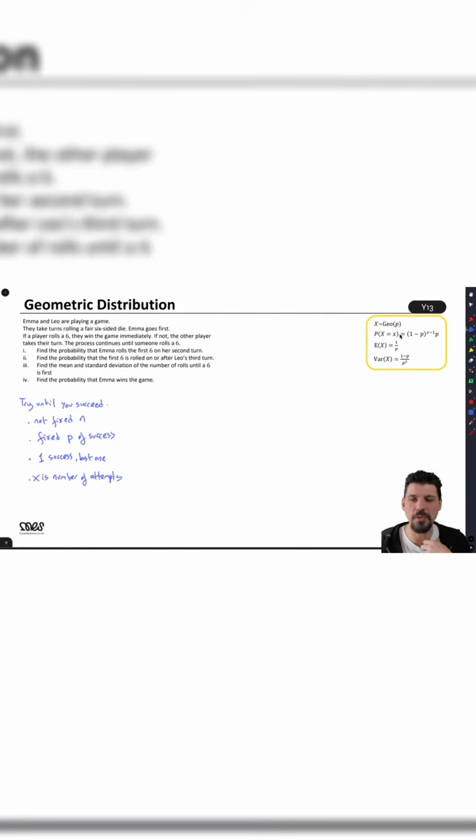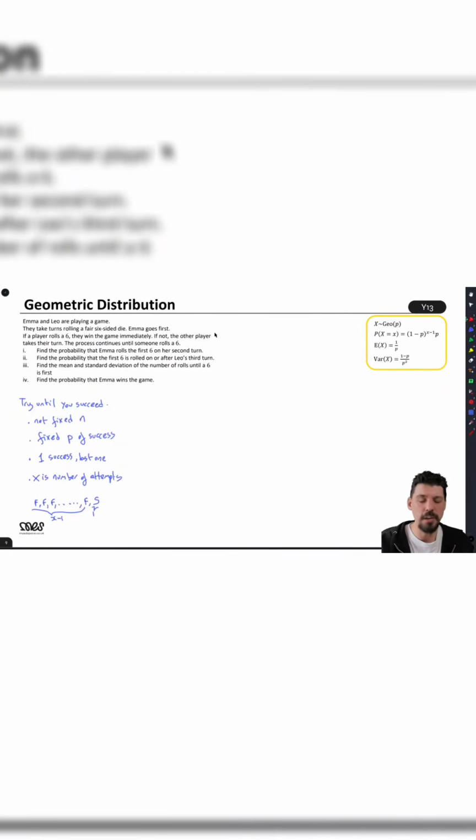If you want x tries, you need to get fail, fail, success. If you want x attempts, you need x minus 1 fails, and you need 1 success. So if the probability of success is p, the probability of failure is 1 minus p. So we want (1 minus p) to the x minus 1 times p. Like I said, it's a fairly intuitive distribution, this one.